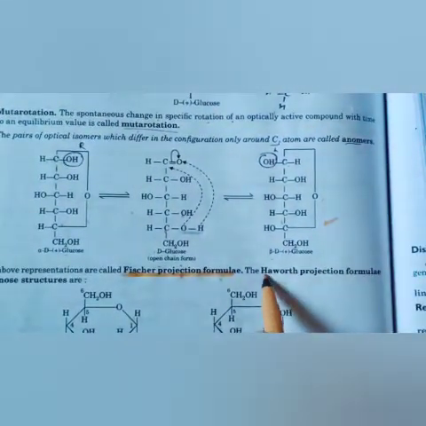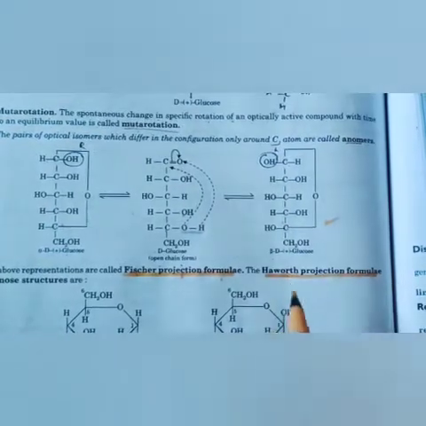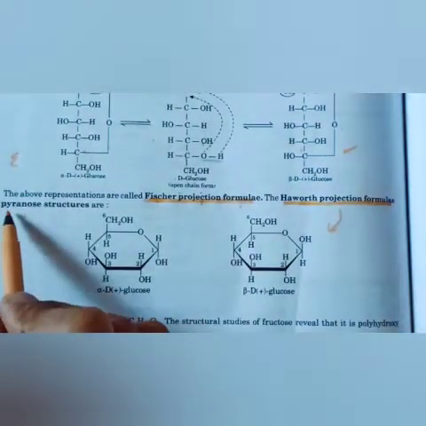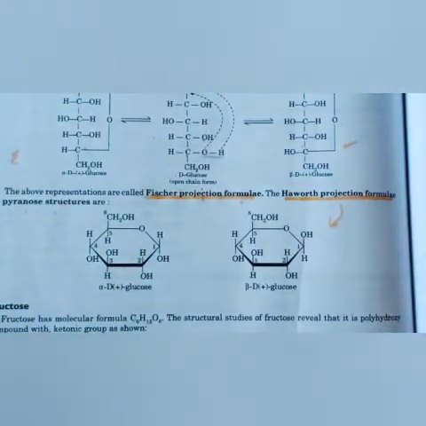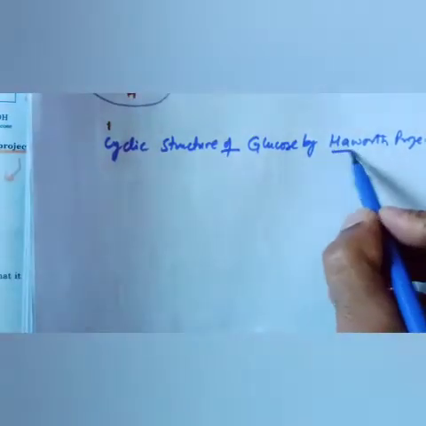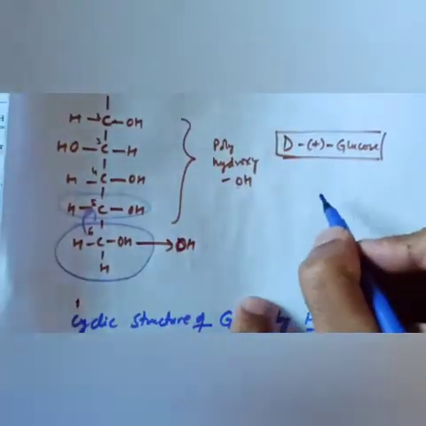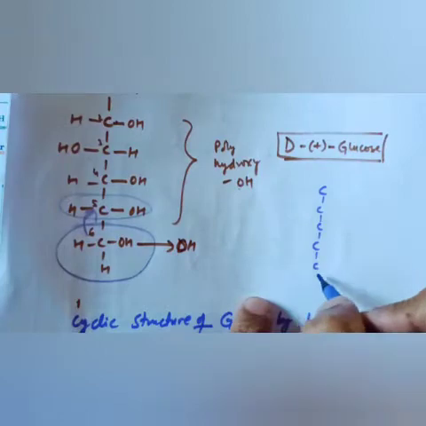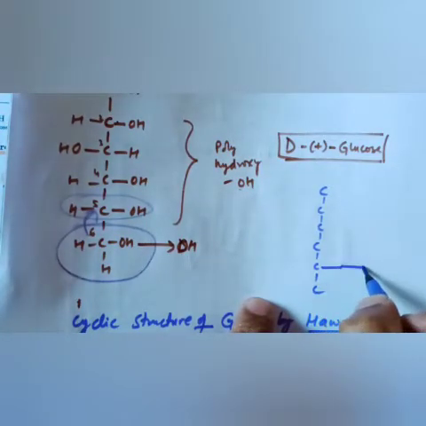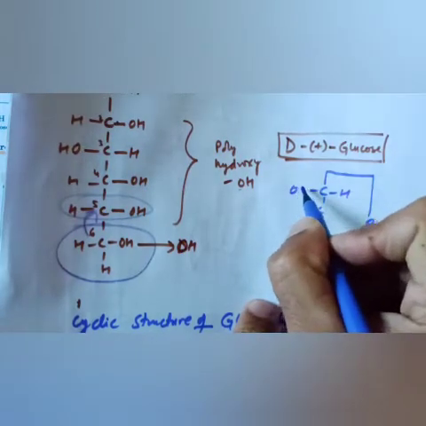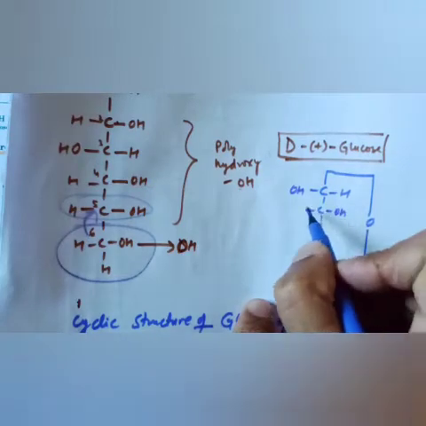Second, we have one more projection, that is the Haworth projection formula. The Haworth projection formula is also called the pyranose structure. You might have studied it in biology also. Pyranose structure, which is a ring cyclic structure. Now if I tell the cyclic structure of glucose by Haworth projection, you know very well there are 6 carbons, and the 6th carbon is changed into the 5th number carbon. So we will make 1 2 3 4 5 6, in which the 5th carbon now will attach with the first carbon. Okay, and we will get this type of projection.